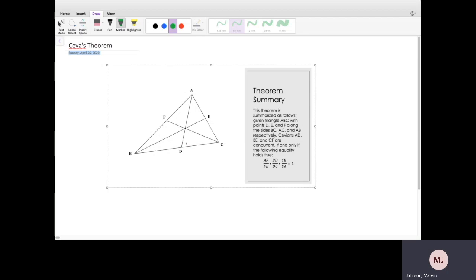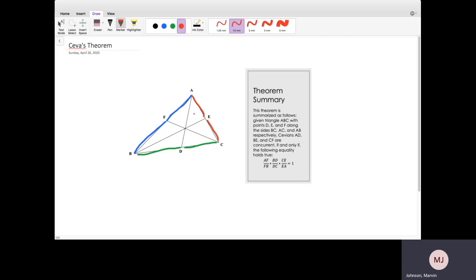We're going to see that these three Cevians are concurrent, meaning they all intersect at one point, if and only if the following equality holds true. This is the equality: the line segment AF divided by the line segment FB, multiplied by the line segment BD over DC, multiplied by CE over EA, is equal to 1. So only if this equation holds will all three of these Cevians be concurrent.